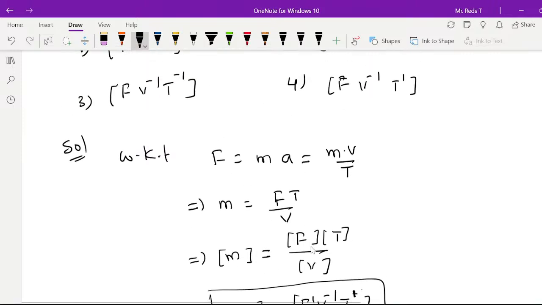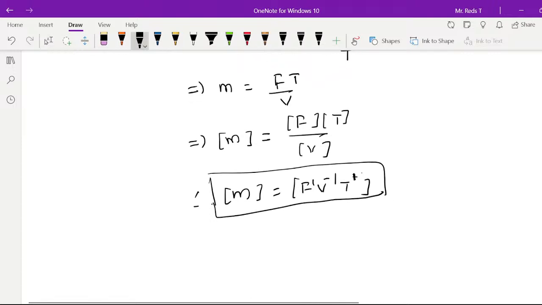Option D. Yes, guys, that's it. Practice this kind of question once. With this, I'm winding up now.